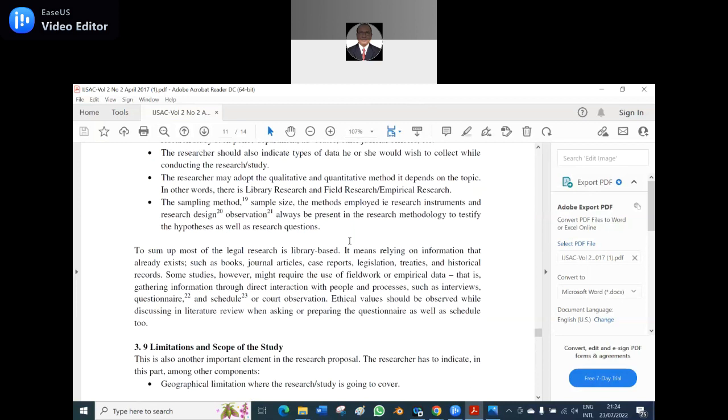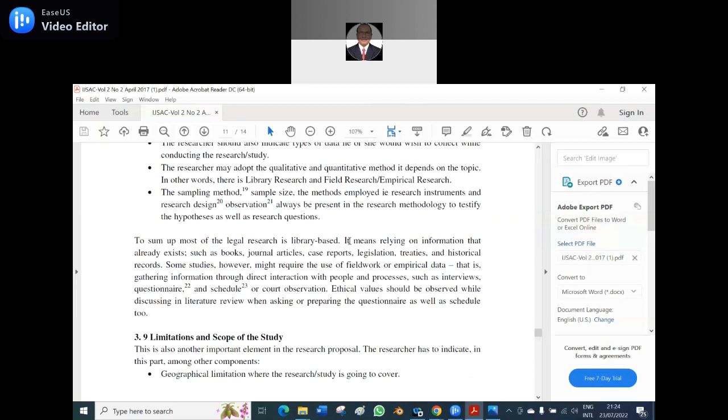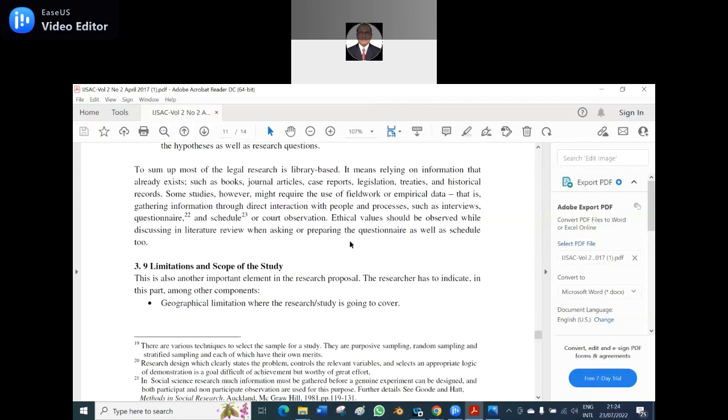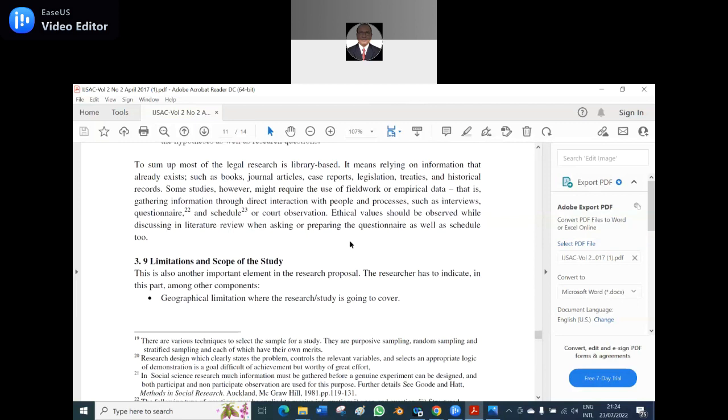It means the respondent will be given the free time to express the idea regarding a particular question posed by the researcher. The sampling method, the sample size, the method employed in the research instruments and the research design and observation will always be present in the research methodology to test the hypothesis as well as the research questions. But we don't use the research questions, as we say that it is outdated, and we will use only the hypothesis in the side heading.